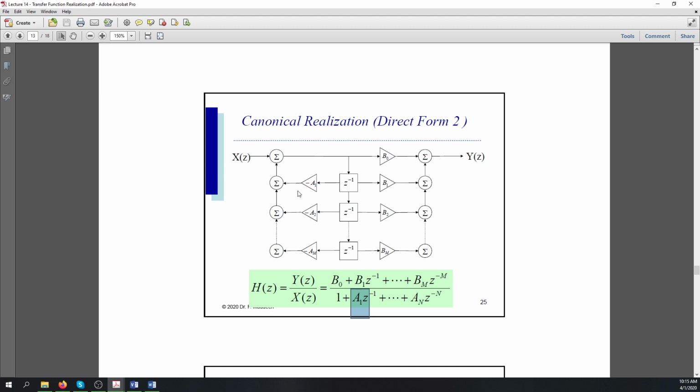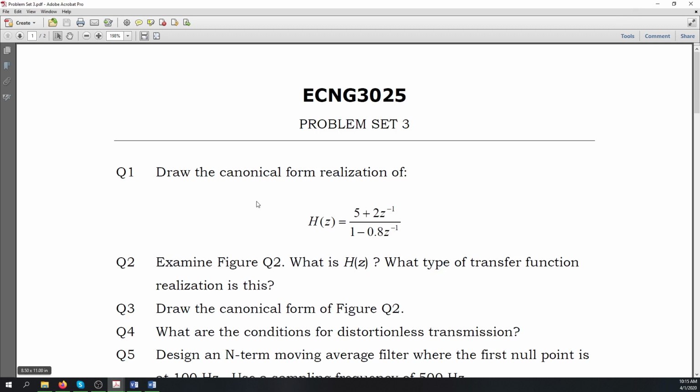And that A1 will be such that we need to accommodate for it in our diagram right here. But notice that this is going to be -A1 accordingly. So on the right hand side here, these are positives. So B0, B1, B2, and so forth were positive. But the left hand side, this is going to be -A1, -A2, -A3, and so forth as they keep on going. So in going back to our problem set here, we basically saw that it was a -0.8.